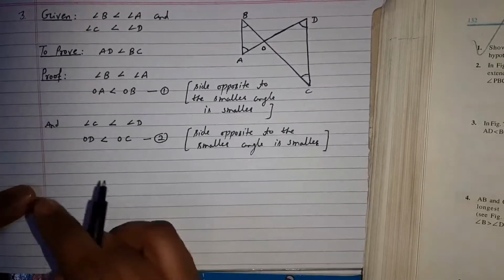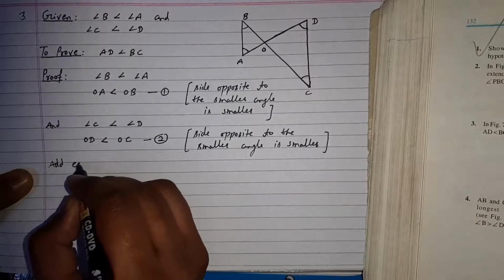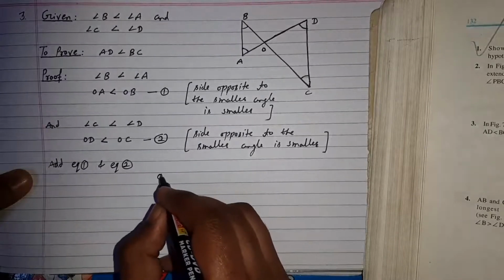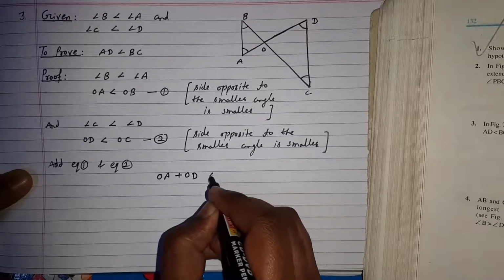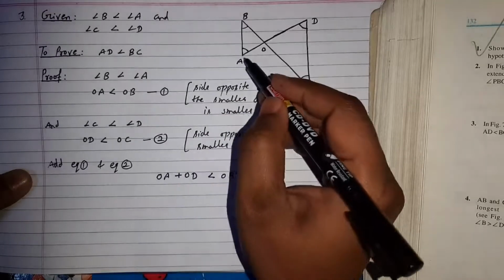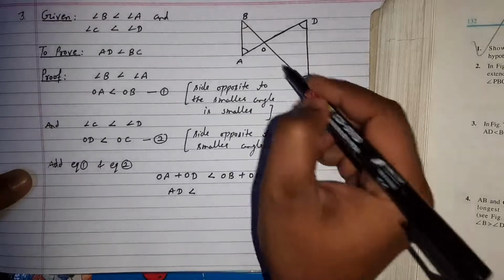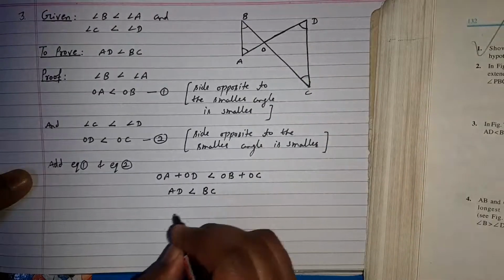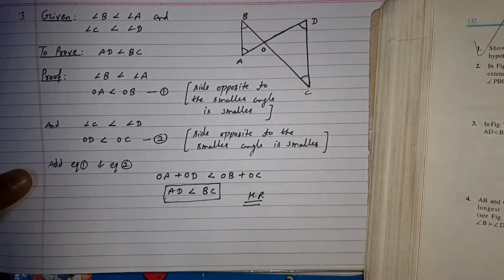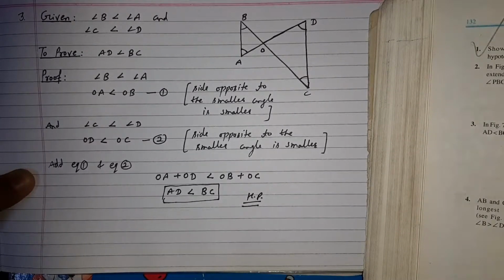Now add equation 1 and equation 2. So it will be OA plus OD less than OB plus OC. So OA plus OD will be AD, less than OB plus OC, which will be BC. So AD is less than BC. Hence proved. So I think this is clear. Okay, so now this is sufficient for today.